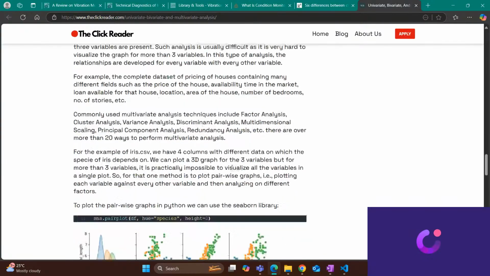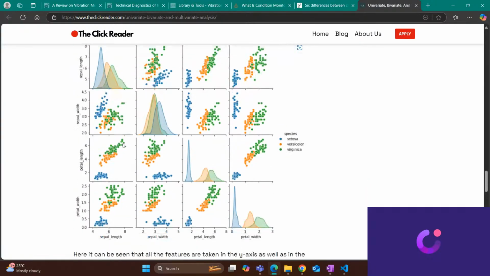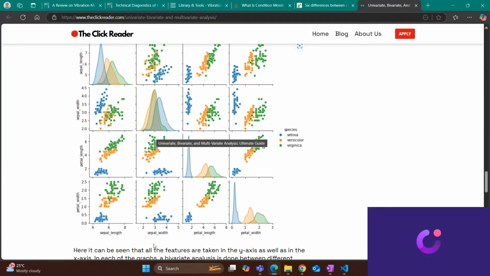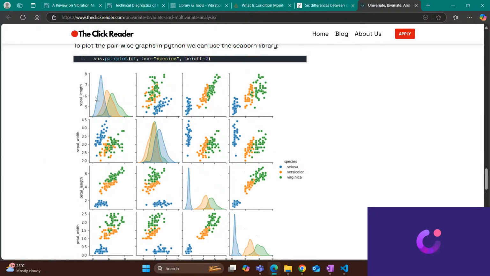So this is more of multivariate analysis, where we have different parameters. In this case, we have sepal length, sepal width, petal length, and petal width. This is for different flowers. So you're able to see the histogram plot, how each and every parameter is linked to the others and how it is varying with respect to each other. So this is more of a multivariate analysis.